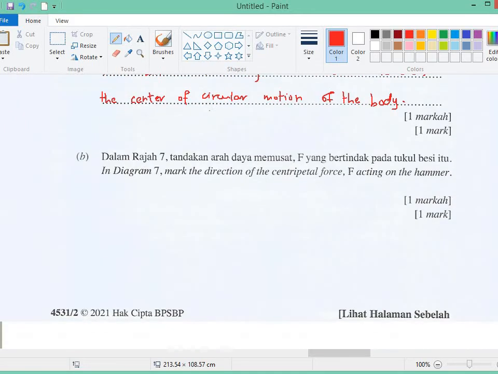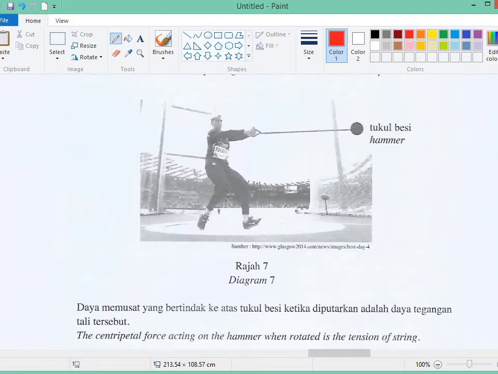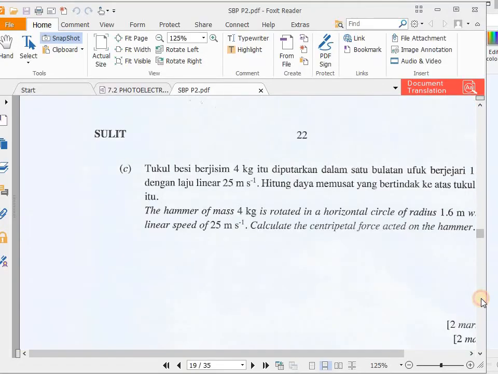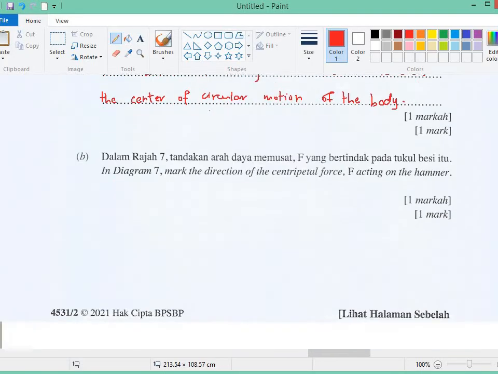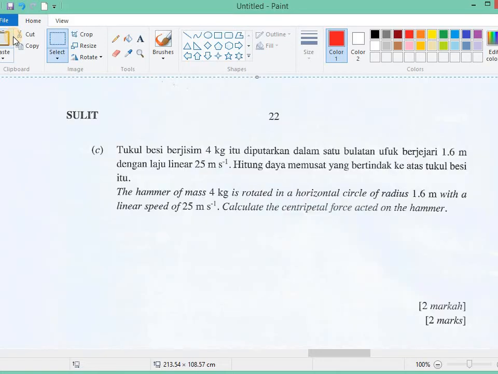Okay, next. In diagram 7, mark the direction of centripetal force acting on the hammer. So the direction of centripetal force will be towards the center, like this. Okay, next.